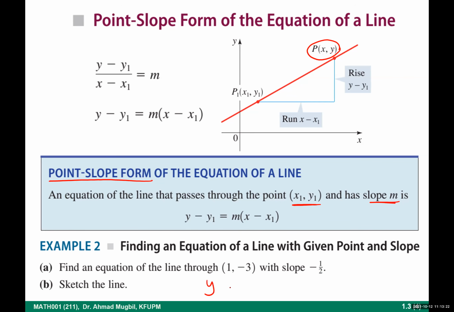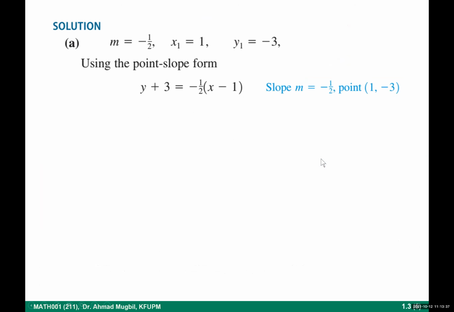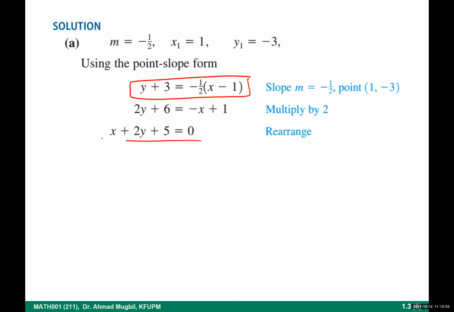It will be y minus (-3), so y plus 3, equals -1/2 multiplied by x minus 1. Direct substitution. Okay, here we are. And you can simplify now. You can multiply both sides by 2, and then move all the terms to the left-hand side. It is still the same equation. It is an equivalent equation to the original equation. This is the point slope form. This is called the general form. It is just about rearranging the terms.